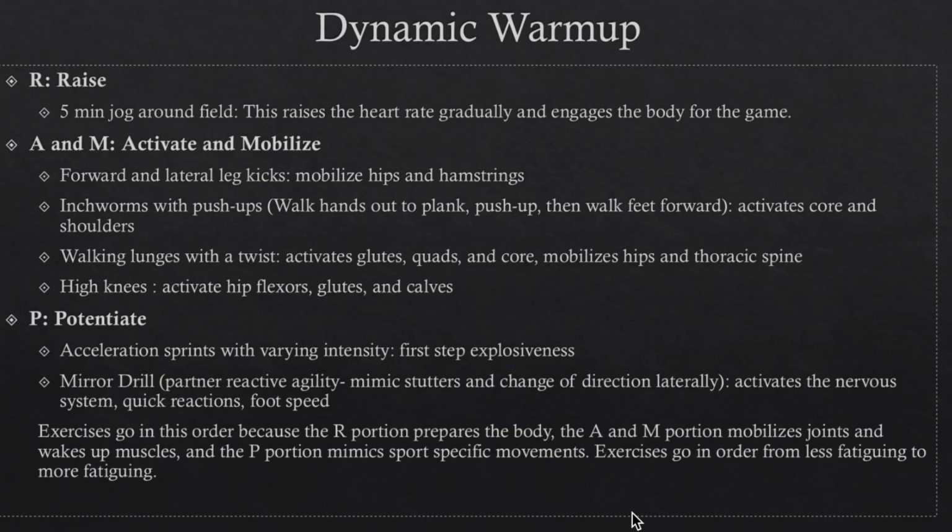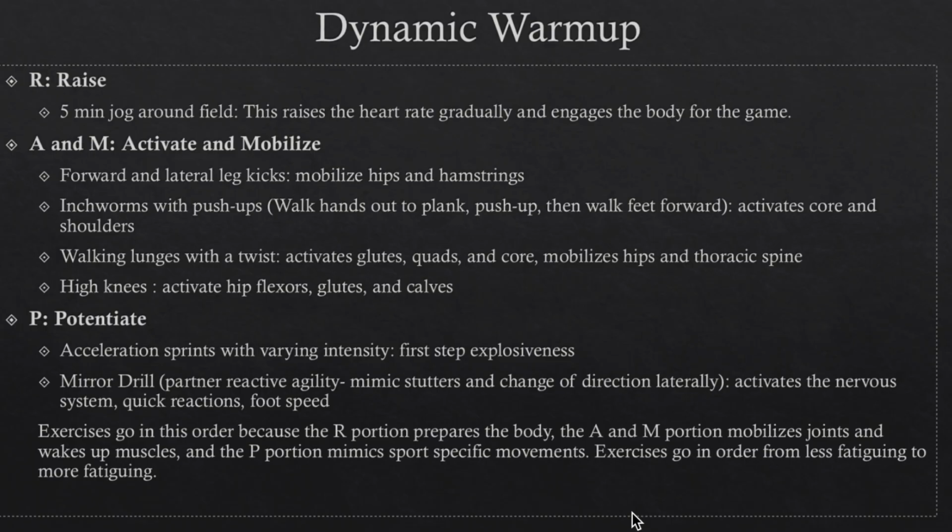Next, walking lunges with a twist. This is used to activate the glutes, quads, and core and mobilizes the hips and thoracic spine. Last, high knees. This activates the hip flexors, glutes, and calves.